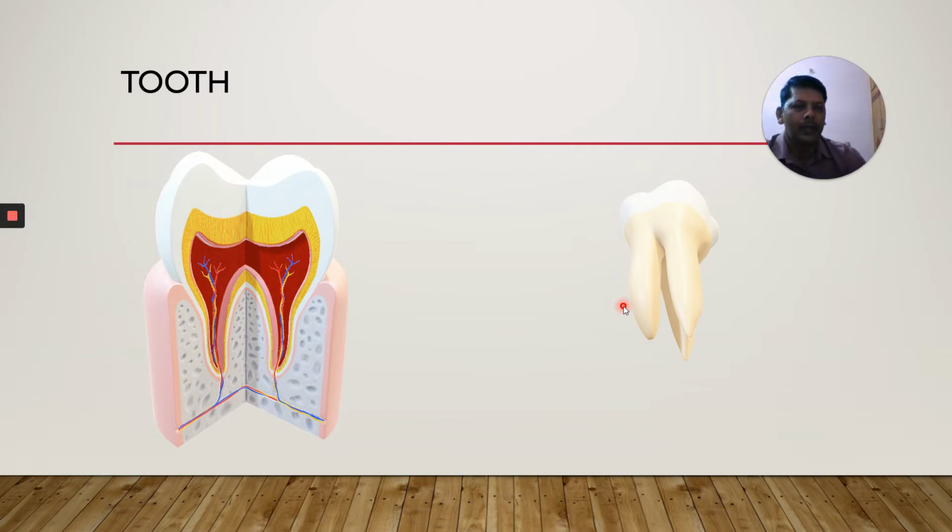All the teeth in our mouth, whatever the number, have roots, but the number of roots is not the same. Most of the teeth have cusps. Incisors do not have a cusp. This is the cusp. The canines have one cusp. Like that, the number of cusps varies.